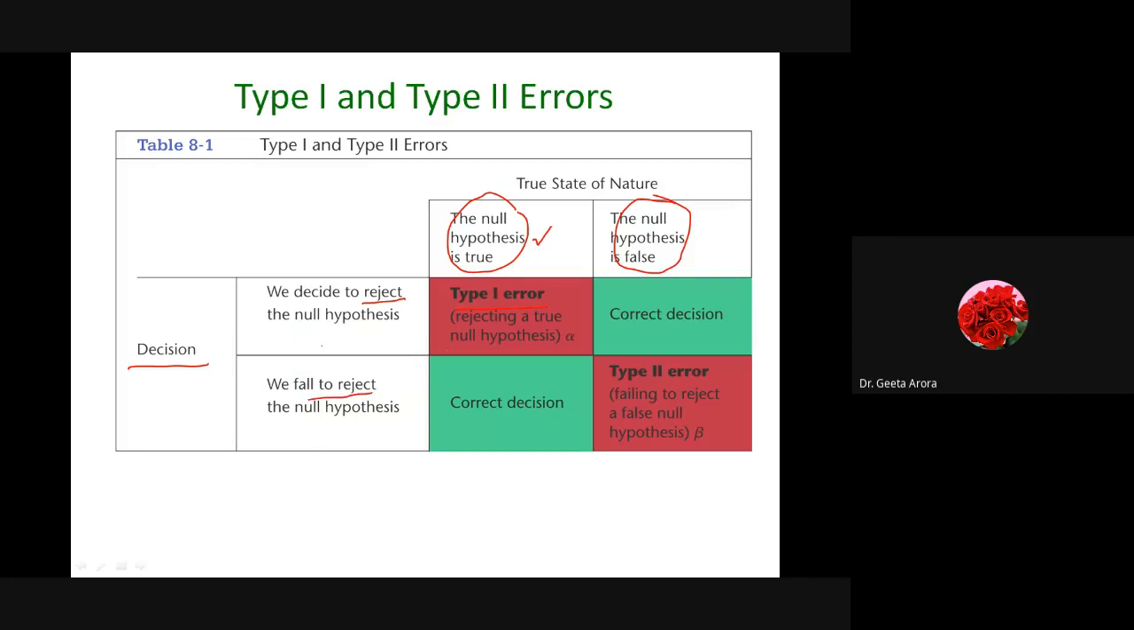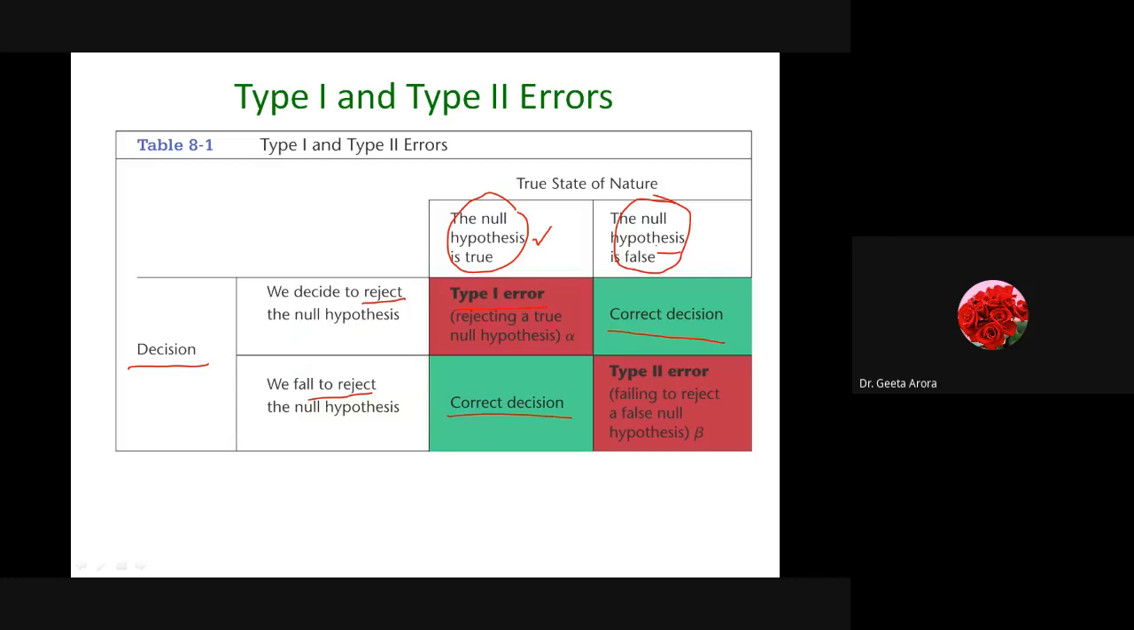So if something is true and we are making the correct decision, obviously nothing is to be done, it's a correct one. Whatever is coming in green is a green symbol, that the things are perfectly fine. Similarly, if our null hypothesis is false and we have rejected it, then we have done nothing wrong. It was false and we have rejected it, so obviously it is a correct decision.